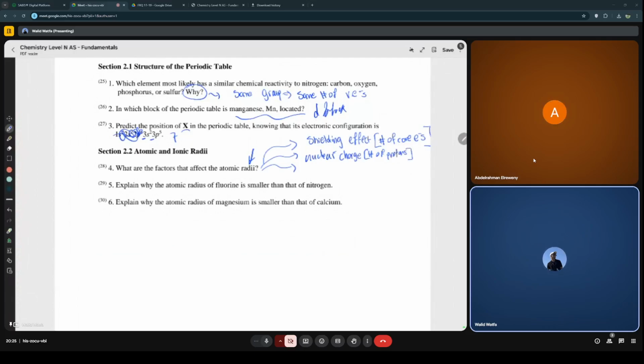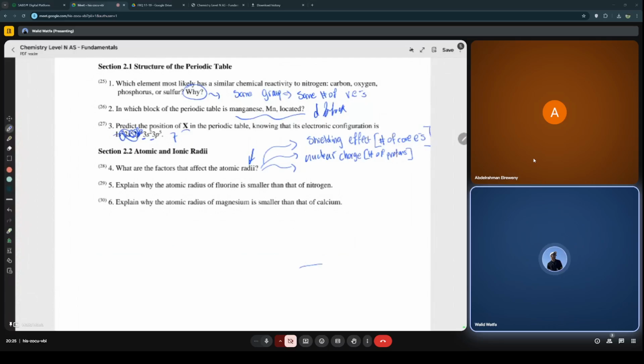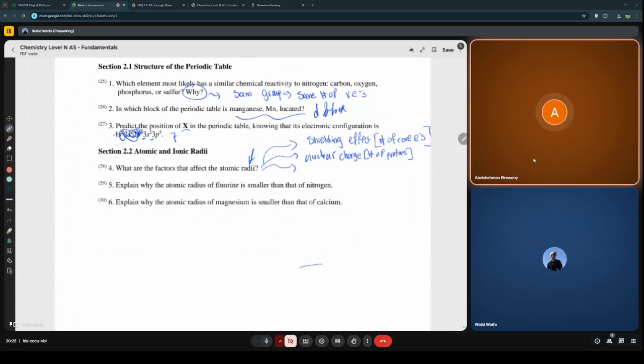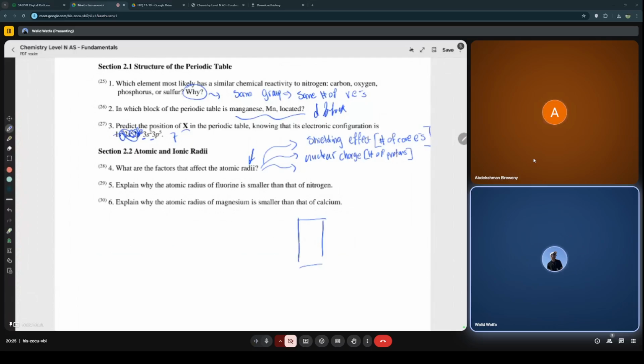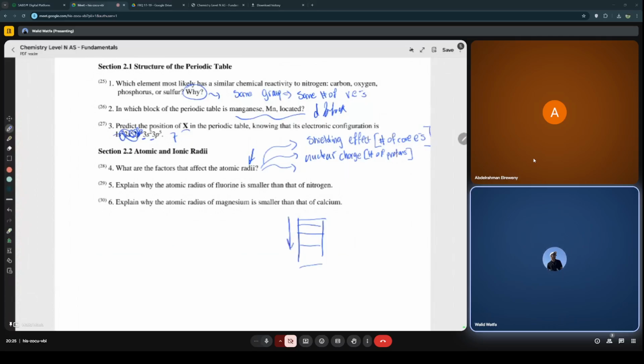The last one is, we said down a group, atomic radius decreases. Oh, wait, no, it increases, sorry. Mixed me up. Do you know why it increases down a group? Because when you go down the group, the nuclear charge becomes greater, so the shielding effect. Down a group, we're still all in +1. So how is the nuclear charge?